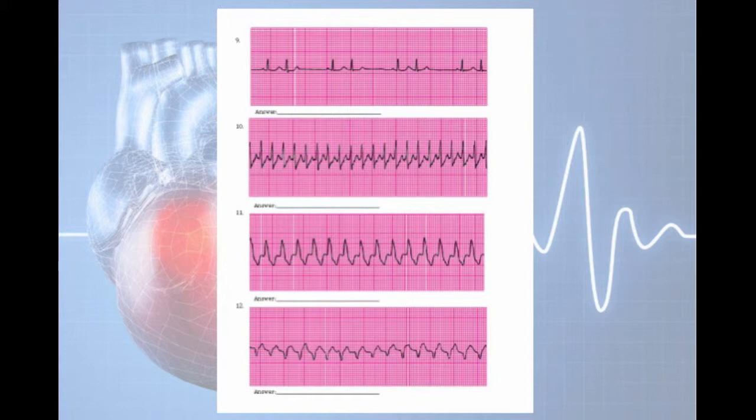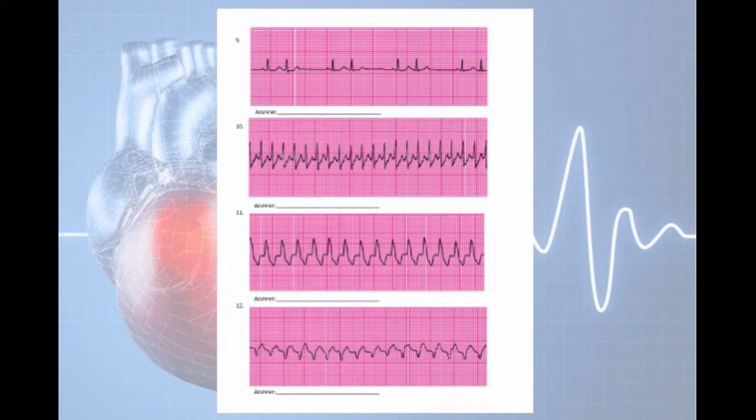Question number 10, what rhythm is this? The rate is about 210 to 220. This is considered supraventricular tachycardia. As you can tell, it is narrow in origin.